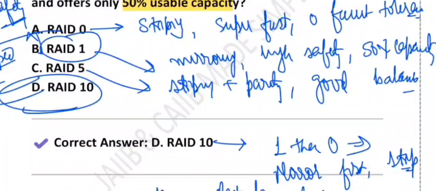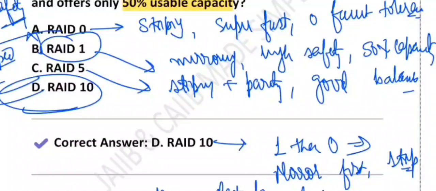What are the elements? Mirroring and striping, right? It requires a minimum of 4 disks. It provides high performance and high fault tolerance. And I told you, only 50% of the total capacity is usable. I hope this is clear. RAID 0, high speed. RAID 1, this is for safety. And RAID 10 is a combination of both.